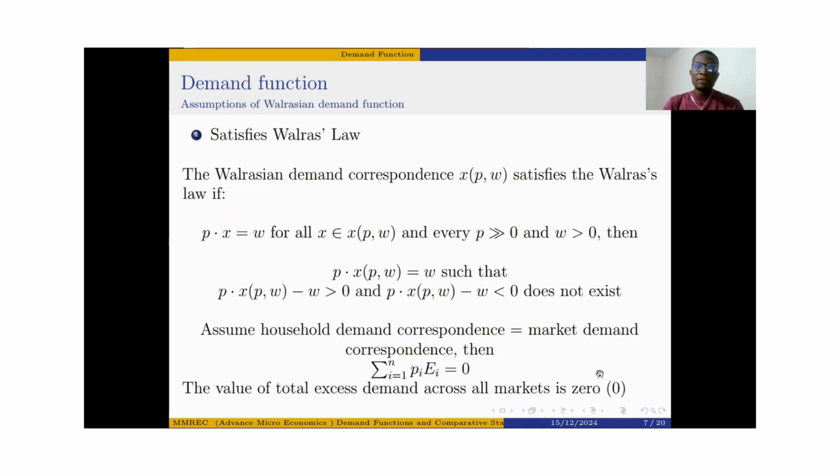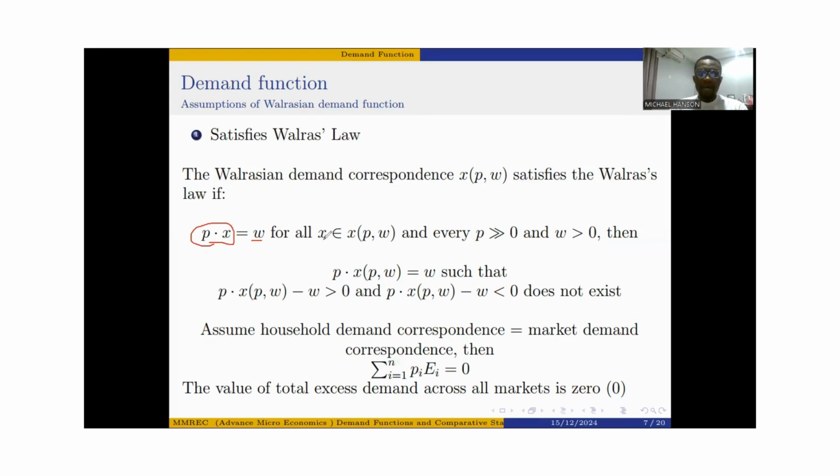Now, the second part of the assumption that holds for the Walrasian demand function is that of Walras' law. The assumption suggests that we should have the situation where the consumer has to spend all his or her resources. That is shown by this correspondence. You can see price times the demand function, which should be equal to the wealth, suggesting that there should be no excess demand, such that whatever wealth the consumer has is spent completely.